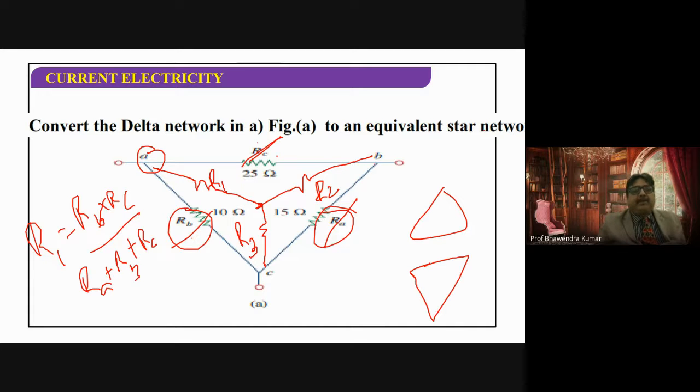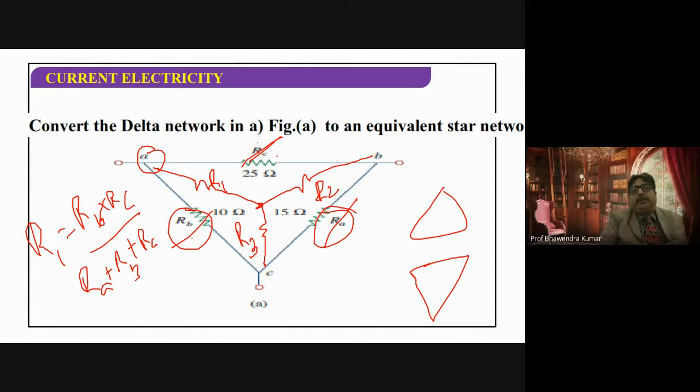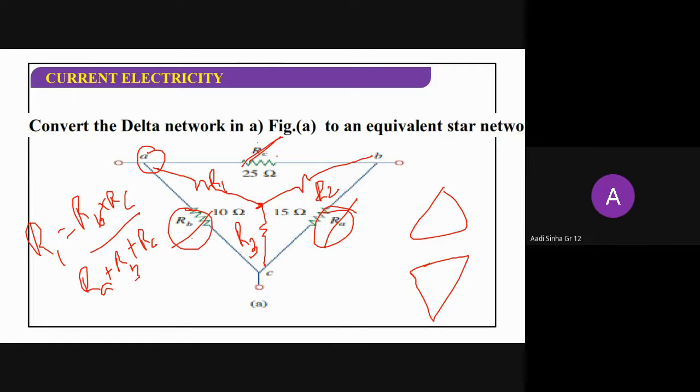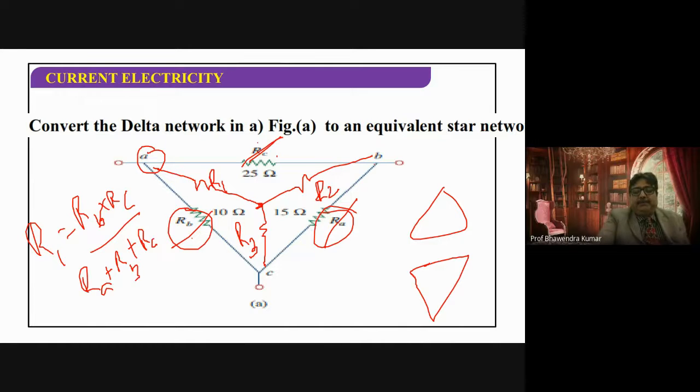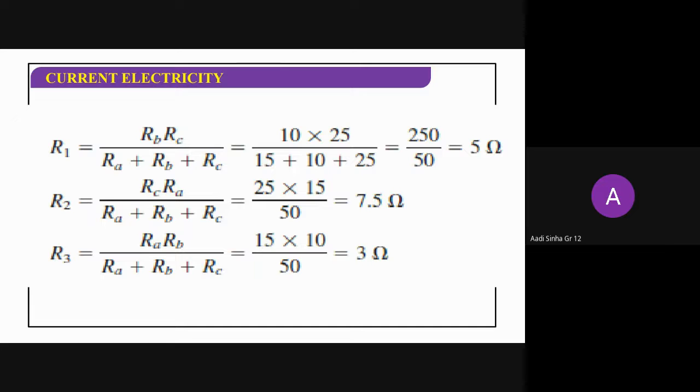Yes, who will tell me the value of R1? 5. Sure? Very good. Who will tell me the value of R2? Very good, excellent. Who will tell me the value of R3? 3, yes. Very good. All of you understood? R1 will be 5 ohm, R2 will be 7.5, and R3 will be 3 ohm. Any problem to anyone?